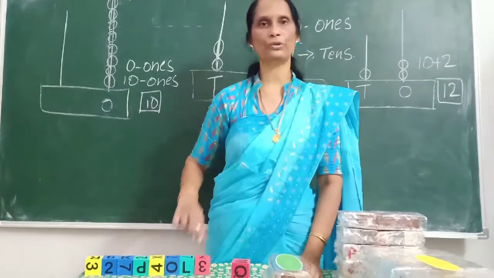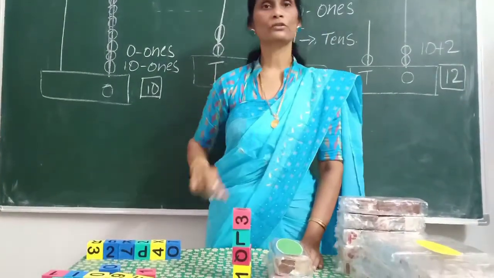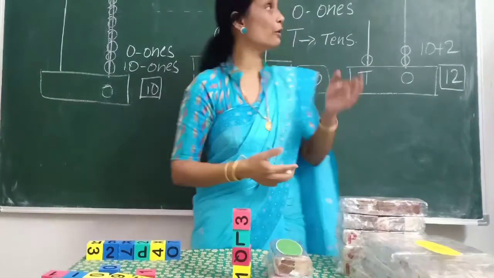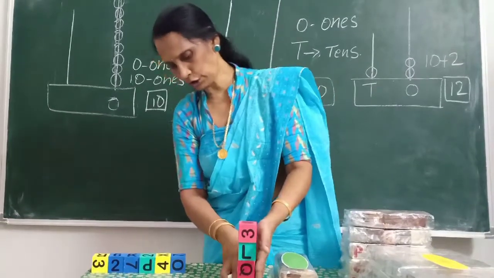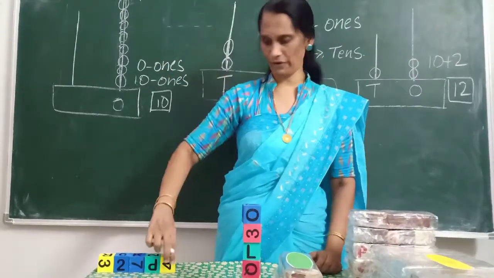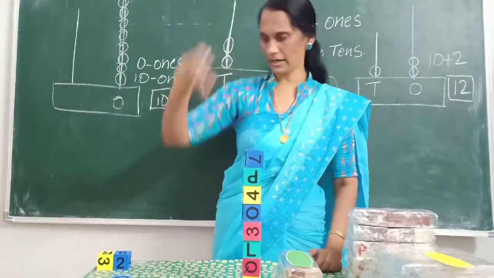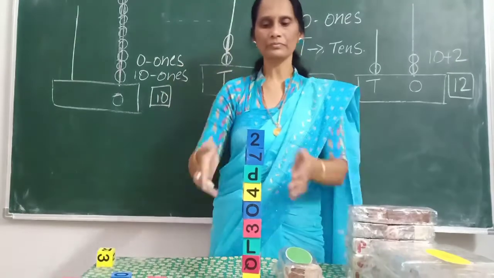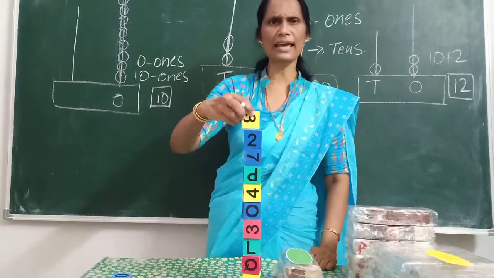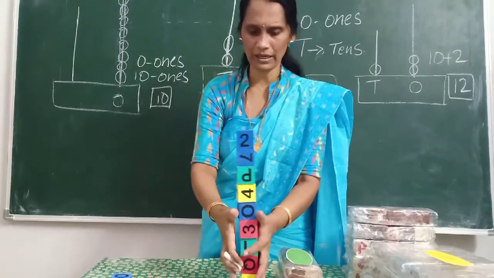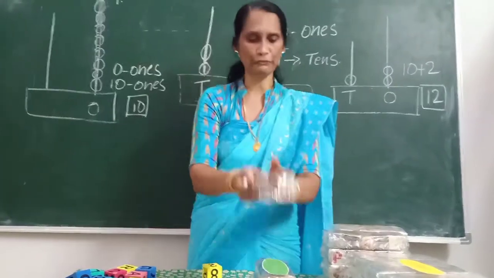20 plus 2, 22. 20 plus 3, 23. 20 plus 4, 24. In the same way, how to place on the abacus also. How many is it? 24. Next, 25, 26, 27, 28, 29. Okay, if you want to show 30, can we place it like this? No, it should be replaced with a single block of 10.